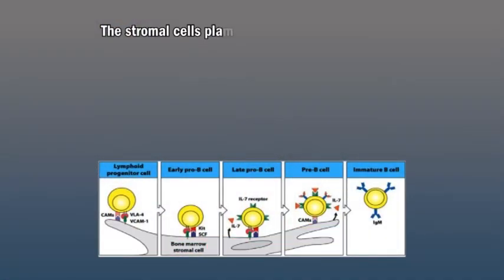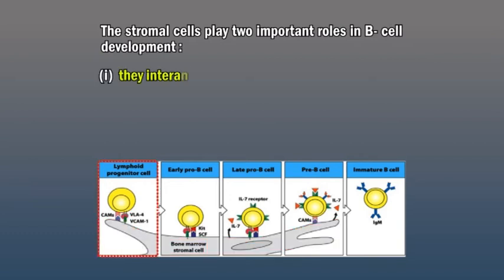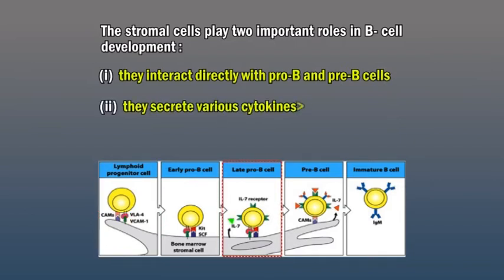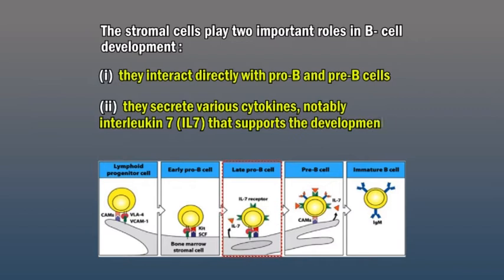Many of these hematopoietic growth factors are soluble agents that arrive at their target cells by diffusion. Others are membrane-bound molecules on the surface of stromal cells that require cell-to-cell contact between the responding cells and the stromal cells. The stromal cells play two important roles in B cell development. They interact directly with pro-B and pre-B cells, and they secrete various cytokines, notably interleukin-7, that support the developmental process.